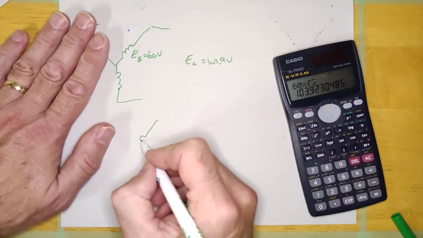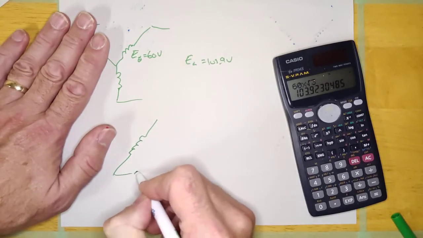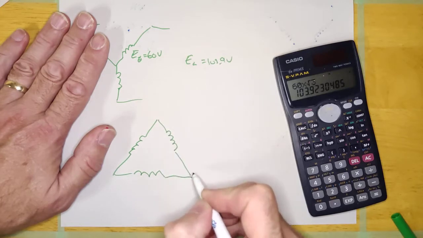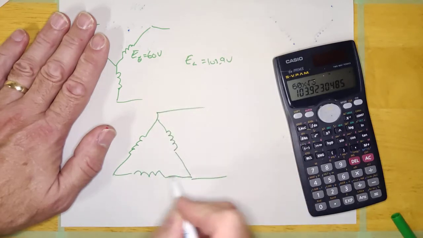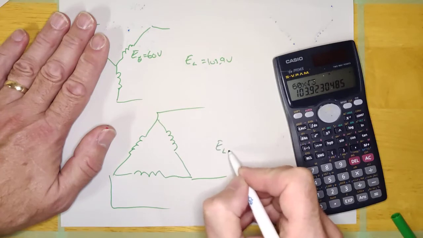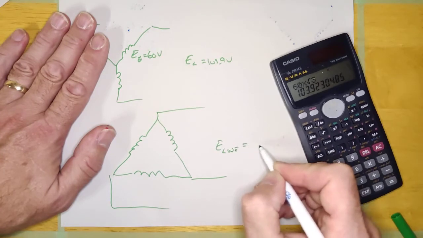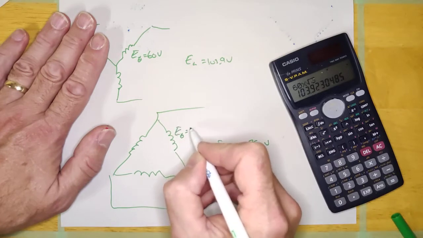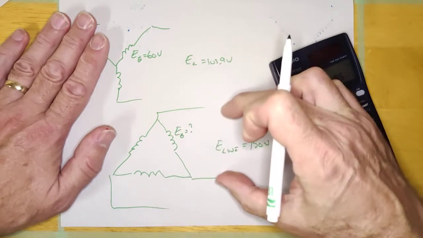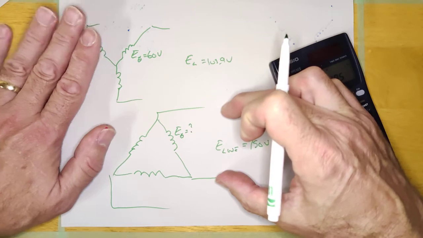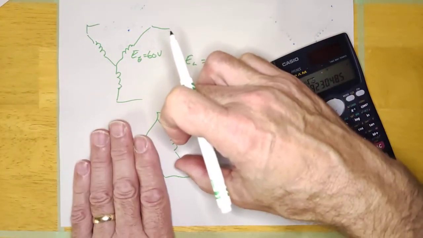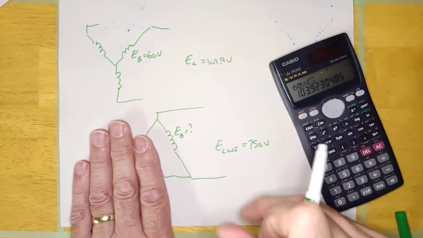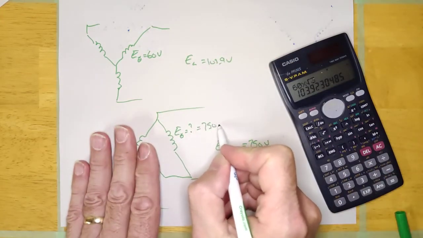Same with this one. Let's do a delta again. E line equals 750 volts. E phase equals what? Well, I'm measuring here with my voltmeter. All right, guys? What happens if I move my meter over here? Is it more, less, or equal? The answer is equal, so it's 750 volts also.